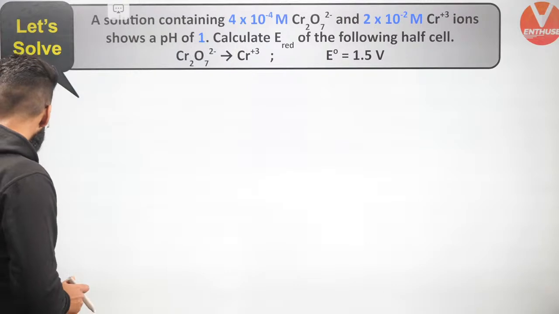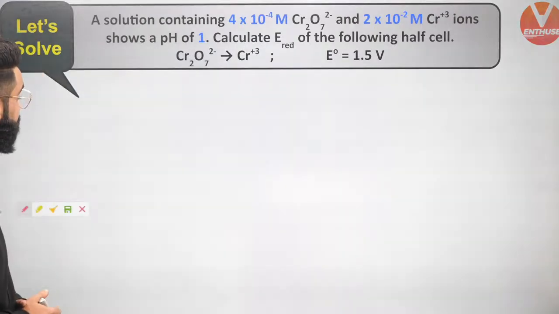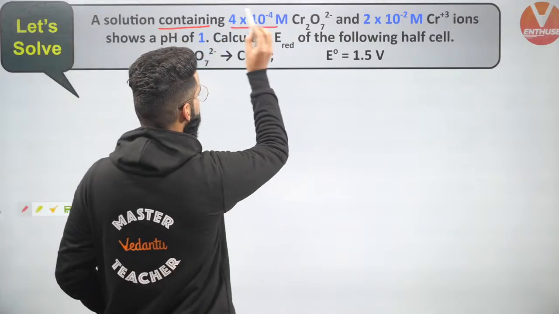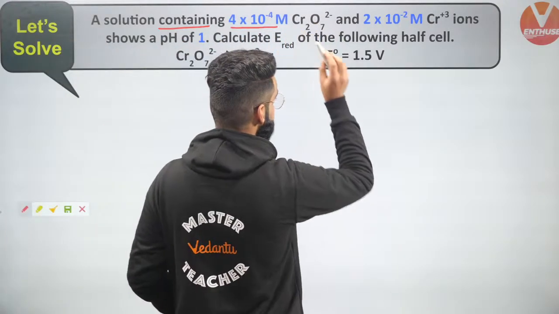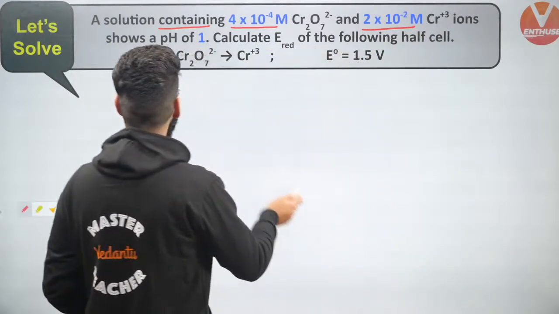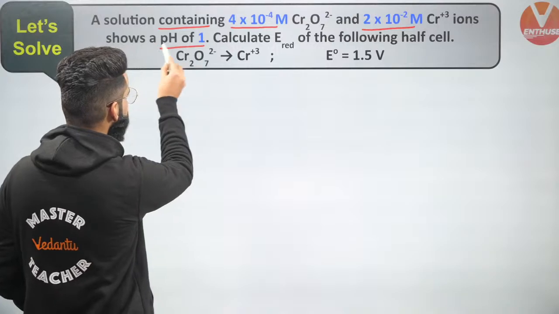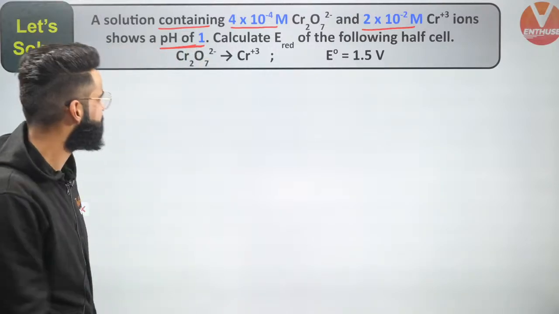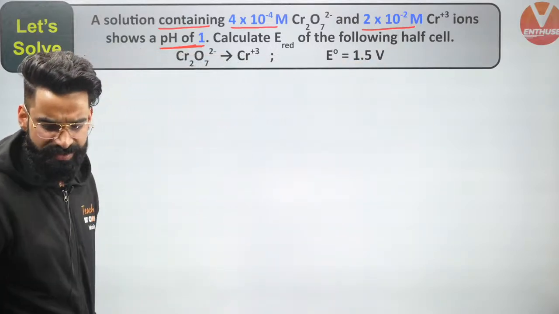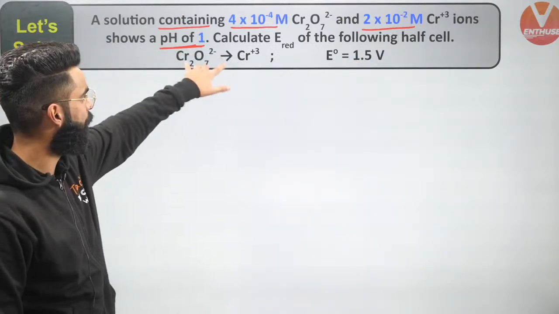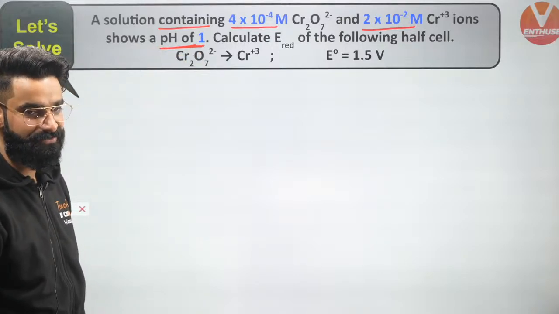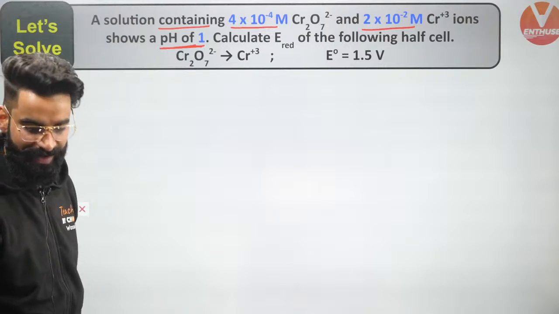See guys what this question is all about. A solution containing 4 into 10 power minus 4 molar Cr2O7 dinegative and 2 into 10 power minus 2 molar Cr tri-positive ions shows a pH of 1. That means the solution is acidic. Calculate the reduction potential of the following half cell. Now guys, how to do it? Understand what I'll be doing right here.